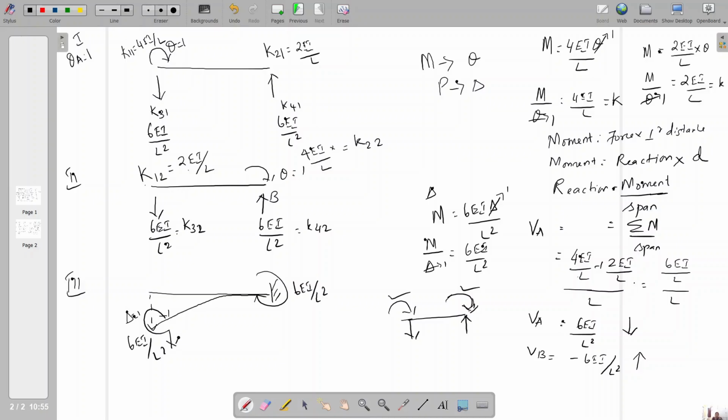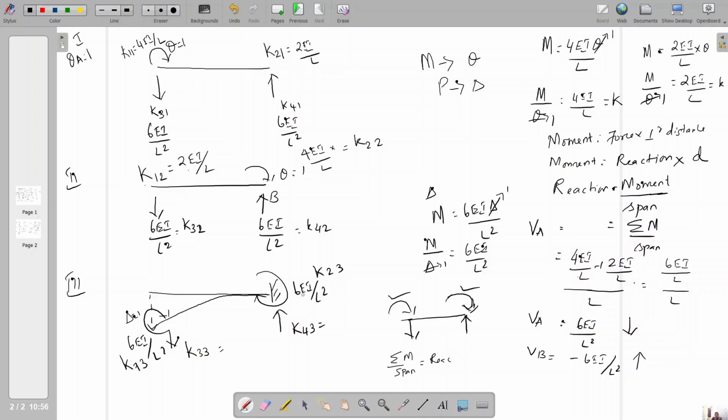We have the reaction here. Actually, this is K13. Here it is K23. We need to calculate K33 and K43, because these two are moment components. So I am naming it as K13 and K23. We need to calculate the reactions. How can we calculate it? Summation of moment by span equal to the reaction.